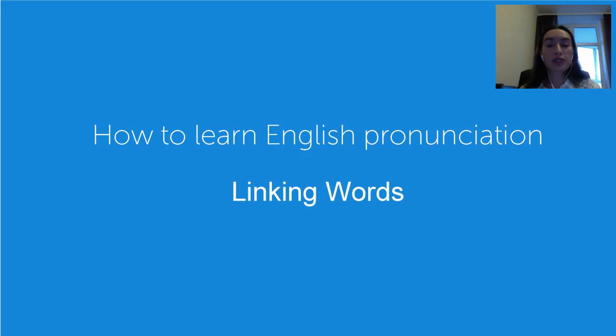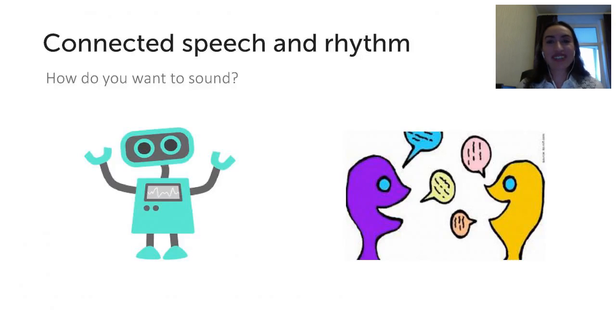So how to learn English pronunciation and linking words. What is it? Let's move on and see the pictures first. That's what I wanted to show you. So it's basically between sounding like a robot or sounding like a native speaker.